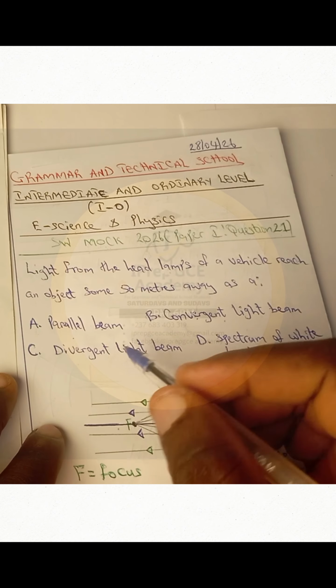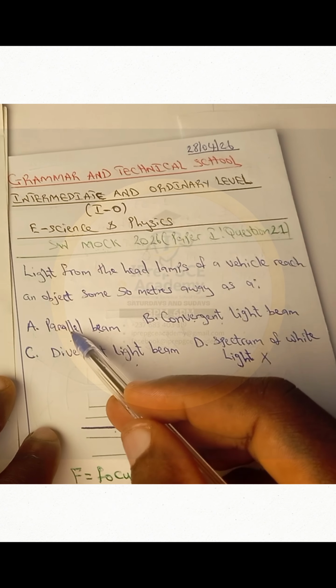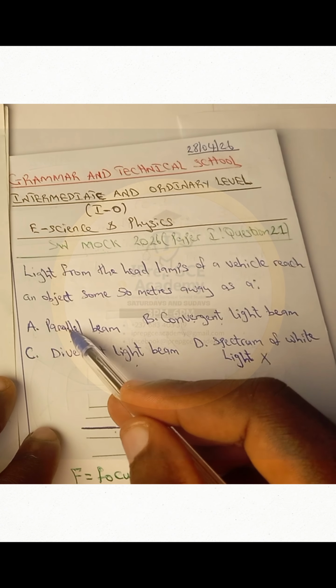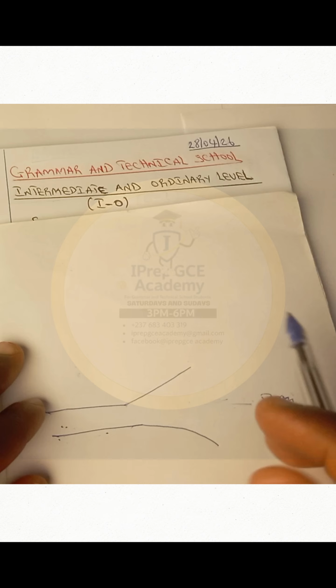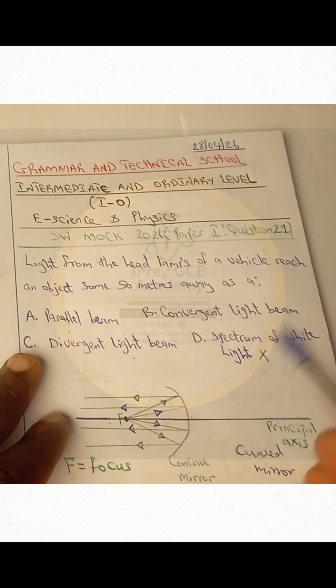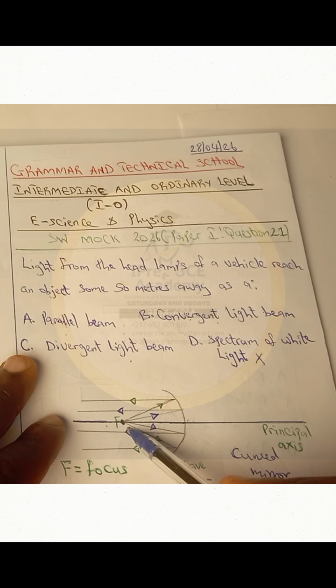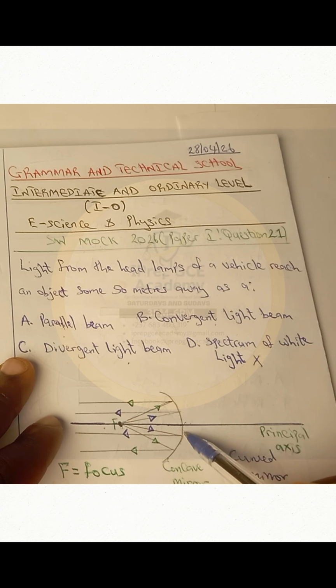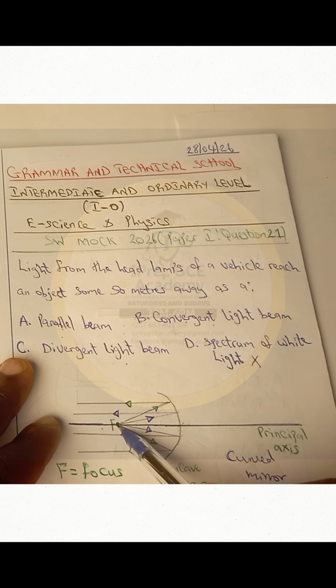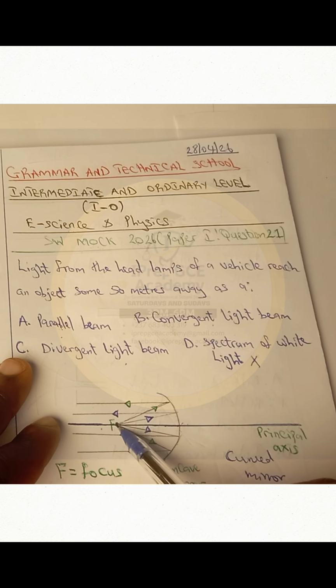The last option says that the light will reach 50 meters away as parallel beams. Well, this is the correct answer. To know why, let's understand how the headlamps of a car are designed. In the headlamp of a car, you have a bulb. This is the bulb here, placed at the focus of a concave reflector. This concave reflector covers the bulb outside. The bulb is placed at the focus or at the focal point of the lamp inside.